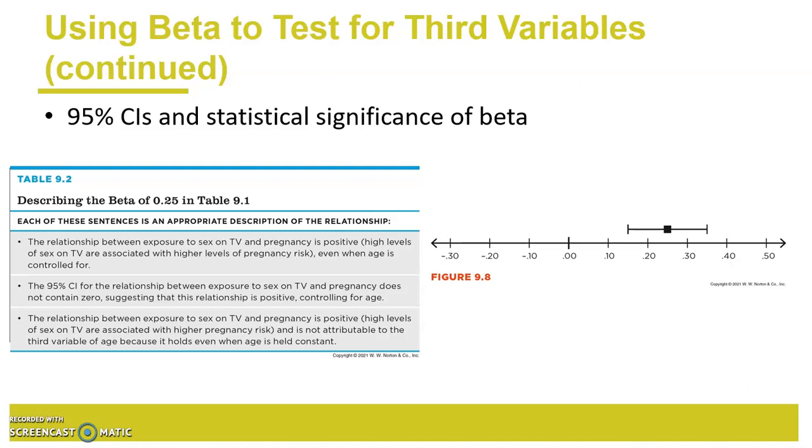95% confidence intervals give you an idea of the precision, and can also tell you whether it's statistically significant or not. These are just some examples from your textbook of how you would actually describe this in a paper. All of these are correct ways to describe it.